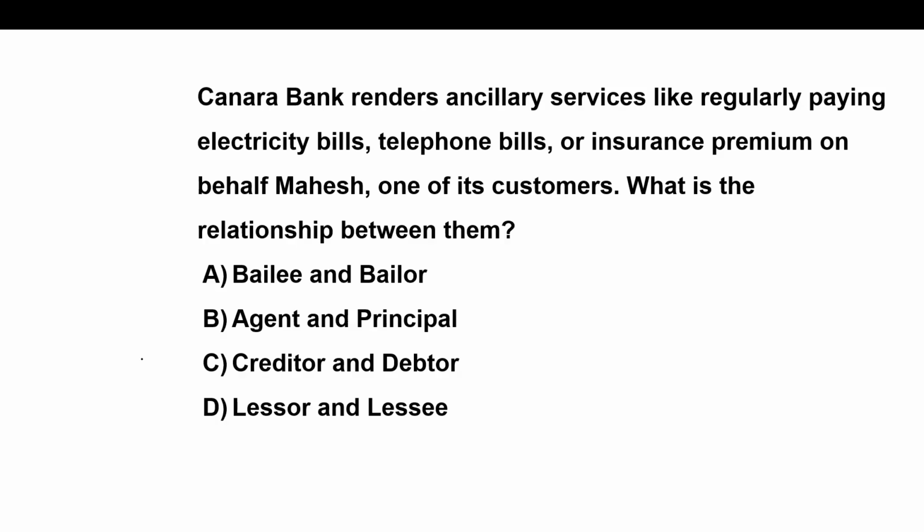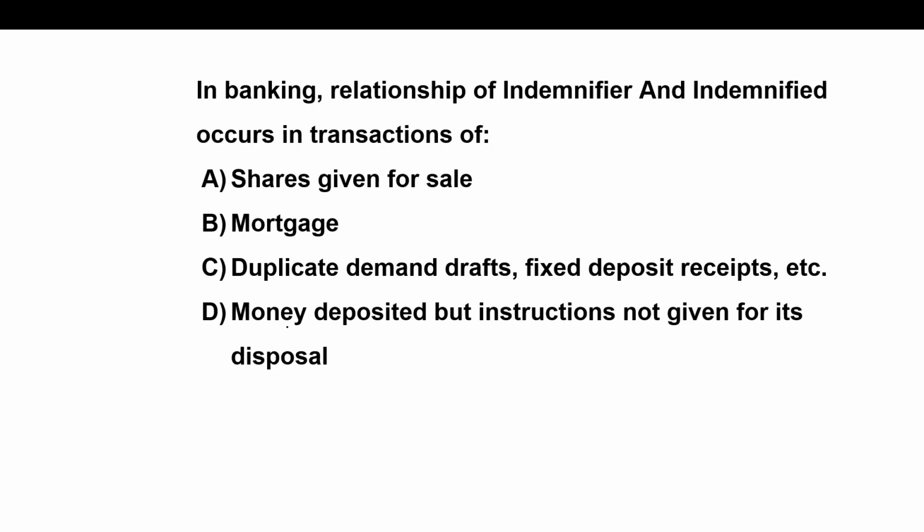Canara Bank renders ancillary services like regularly paying electricity bill, telephone bill, or insurance premium on behalf of Mahesh, one of its customers. What is the relationship between them? In this case, when a bank is acting on behalf of its customer, the customer is the principal and bank is the agent. So B is the correct answer for this question. Bank is acting as an agent in this scenario and the customer is the principal.